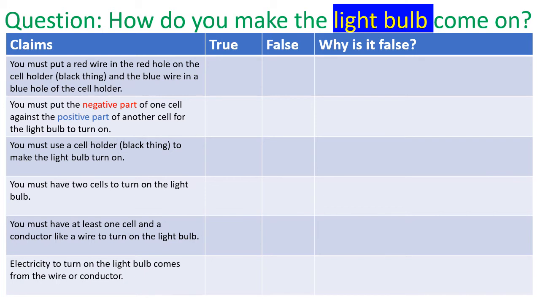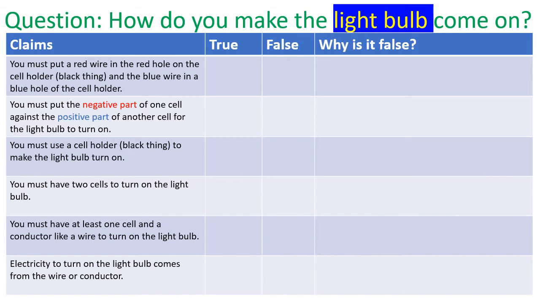Other people said if you use 2 cells, you have to put the negative part of 1 cell against the positive part of another cell. Other people said you must use a cell holder or you can't turn on the light bulb.